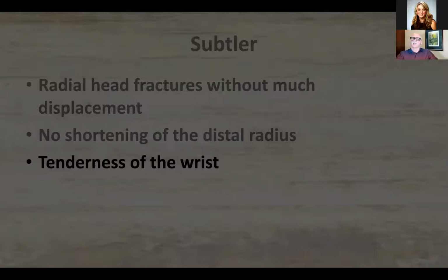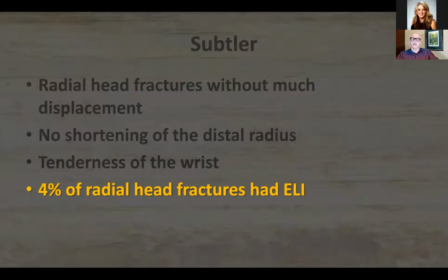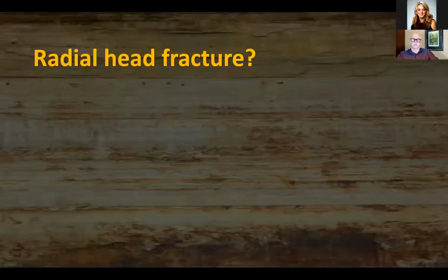You can imagine they started to do it, they hurt the DRUJ, they started to damage the interosseous, they broke the radial head, but didn't quite have enough force to continue smashing everything to pieces. And in at least one study, they found that 4% of radial head fractures had Essex Lopresti injury. So it's more common than we think.